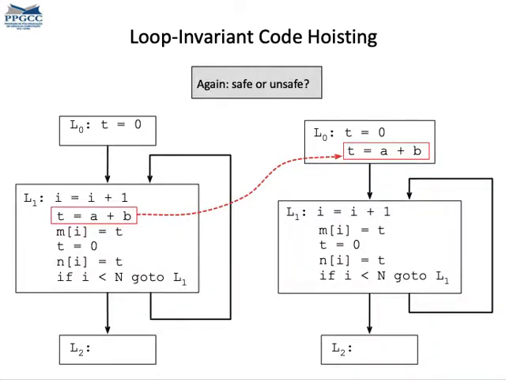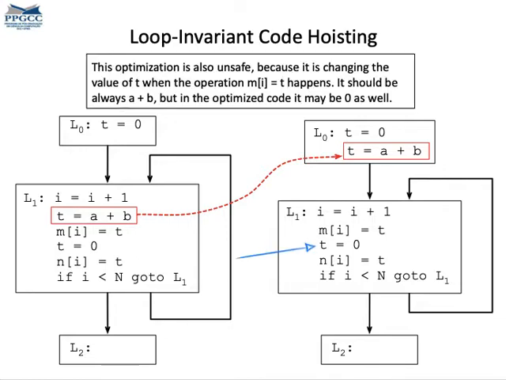And in this case, is hoisting safe or unsafe? Or, in other words, do these two programs have the same semantics? Think about it. This hoisting is also unsafe because it's changing the value of t at the store instruction. See, t can be 0 inside the loop, and if we hoist t equals a plus b outside the loop, then we might assign 0 to m of i instead of a plus b. So that's unsafe.